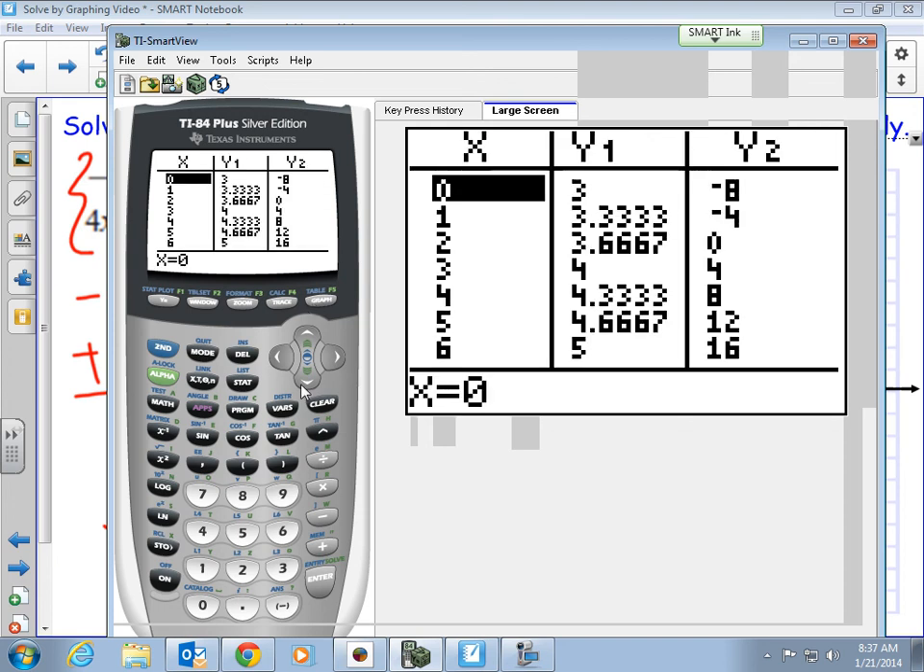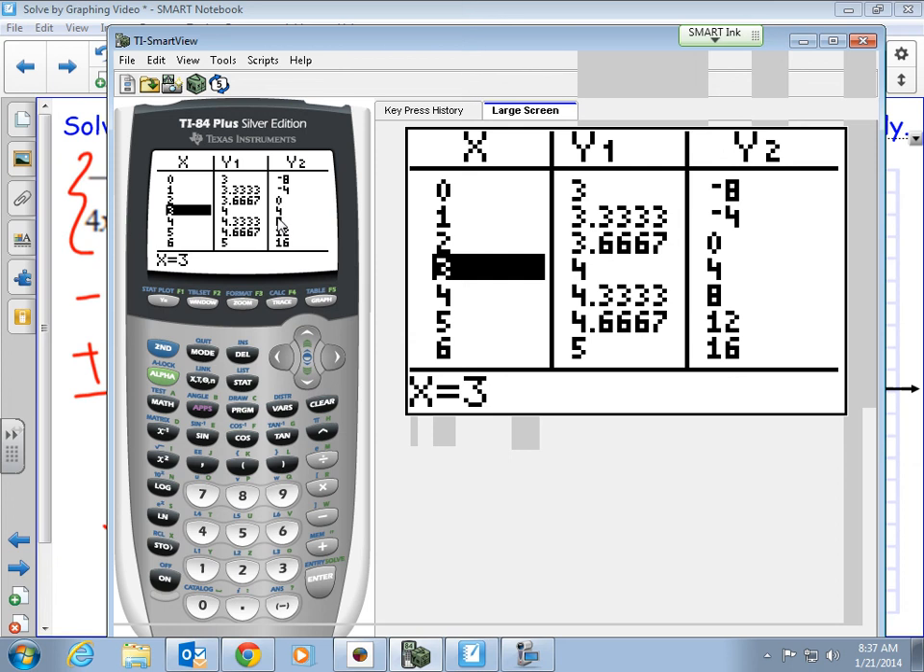You should notice that if I'm at 2, my y value for the first equation is 3.667. My y value for the second is 0. So those aren't the same values, so that's not my point of intersection. But if I scroll down to 3, x equals 3, notice for my first equation, y equals 4. Notice for my second equation, y also equals 4.